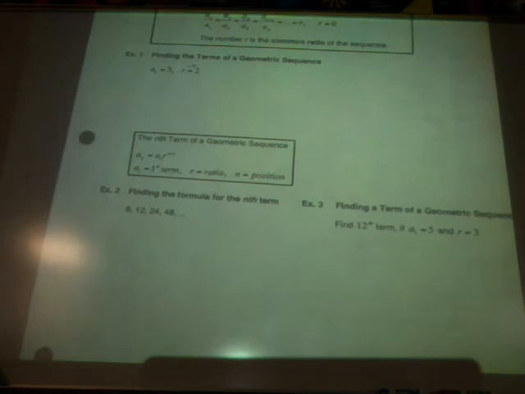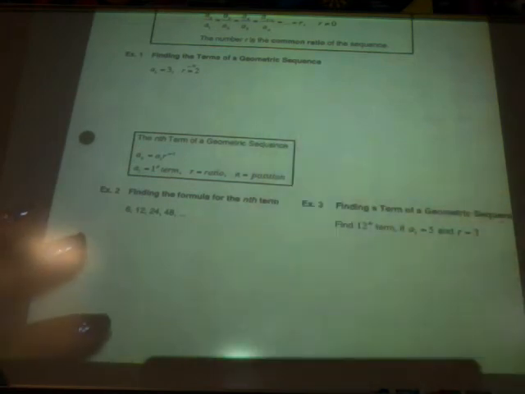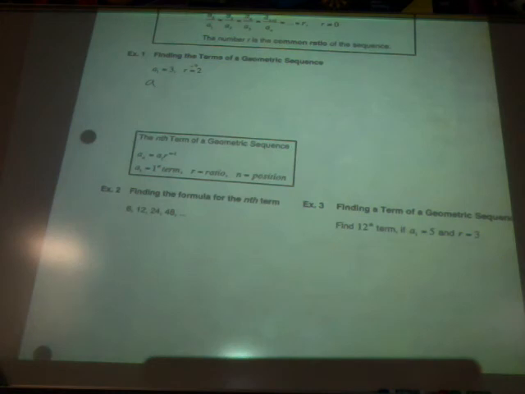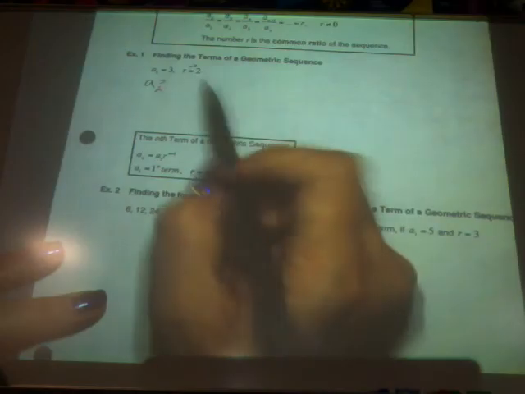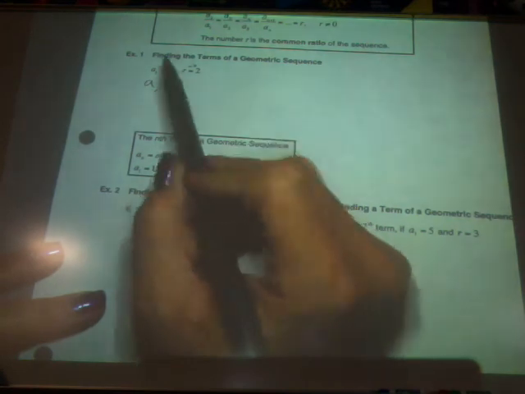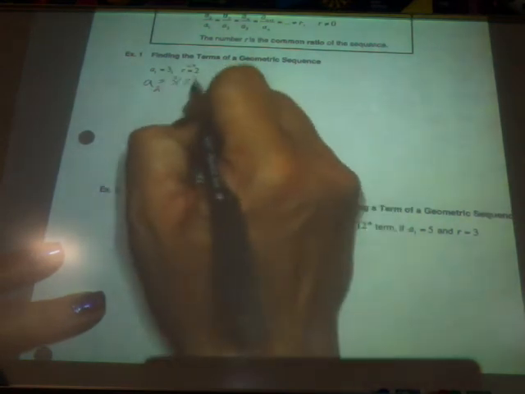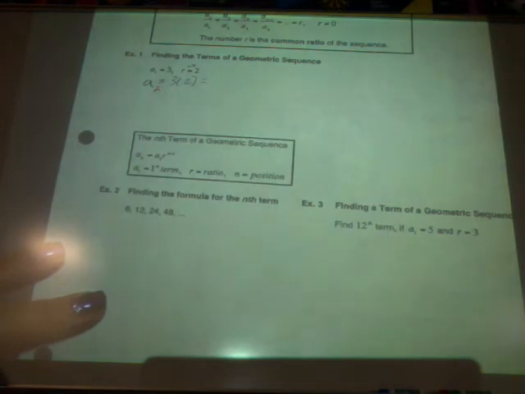All right, so let's look at example 1. We're going to find the terms of a geometric sequence. So we'll just write out, I don't know, we'll do 4 more. So we already know that a sub 1 is 3. So let's do a sub 2. Won't I take 3 and multiply it by the common ratio of 2 to get it? Right? And so a sub 2 should be 6.